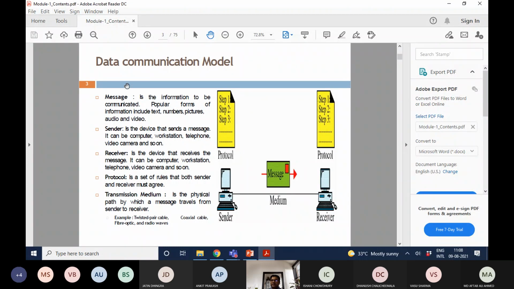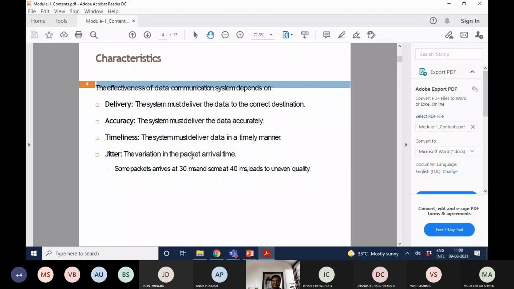So these are the 5 terms that are very much needed whenever we go for data communication: the sender, the receiver, the message which is going to be transmitted, the protocol and the transmission media. You should always remember that whenever we go for data communication, we need these 5 terms.